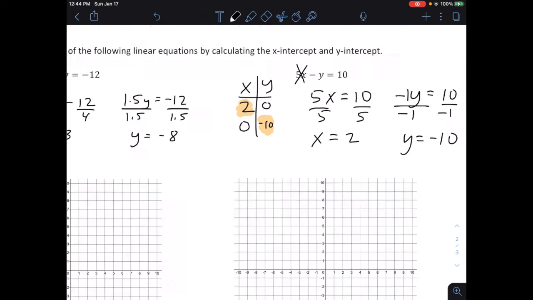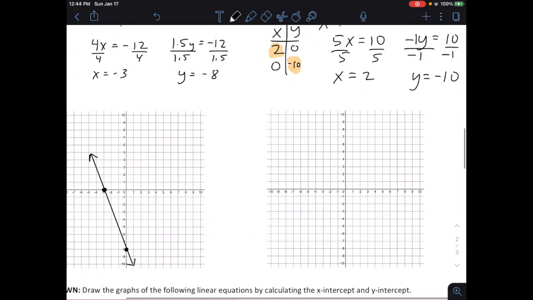All right, so I've got my 2 points. So now I can plot them. So the x value in the first one is 2, so that's going to go on the x-axis. The y value in the second one is negative 10, so that's going to go on the y-axis. And then I'm going to connect them.